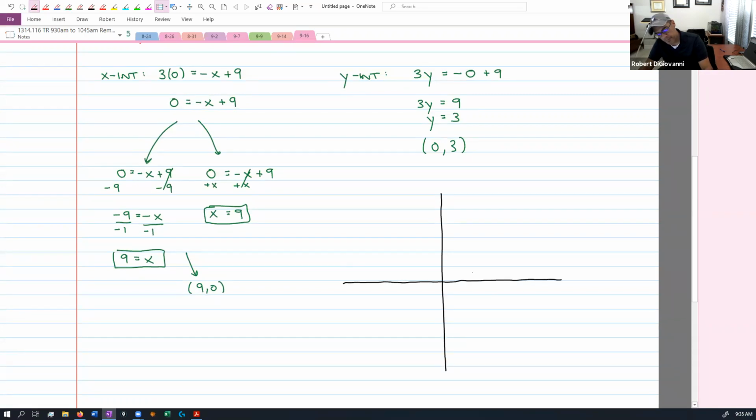All right. So 9, 0: 1, 2, 3, 4, 5, 6, 7, 8, 9. There's 9. We'll put a point here. And then the other one is 0, 3. So up 3: 1, 2, 3. We put a point there. And then connect those with a straight line.